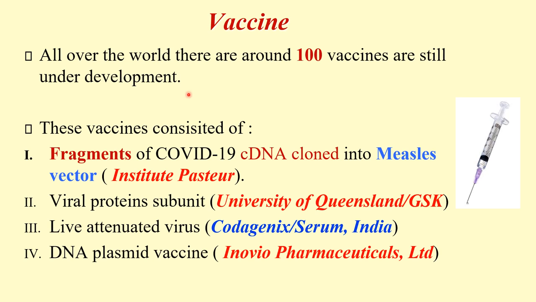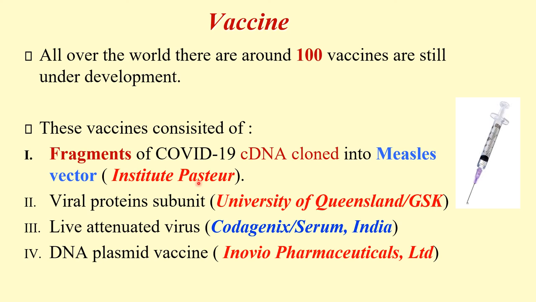Now, is there a valid or available vaccine against coronavirus COVID-19? All over the world, there are about 100 vaccines, but all of them are still under development. Some of these vaccines consist of a fragment of COVID-19 cDNA cloned into a measles vector. Remember we talked about viral vectors, like adenoviral vectors. You can use a viral vector, insert a piece of coronavirus COVID-19 DNA into it, and then use it as a potential vaccine.